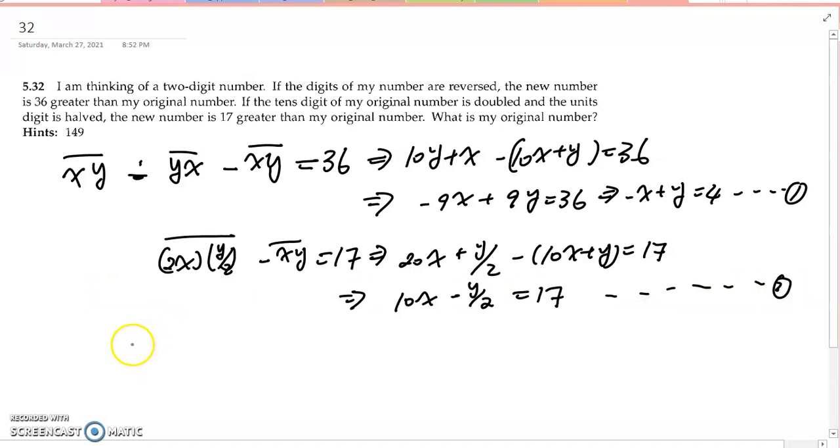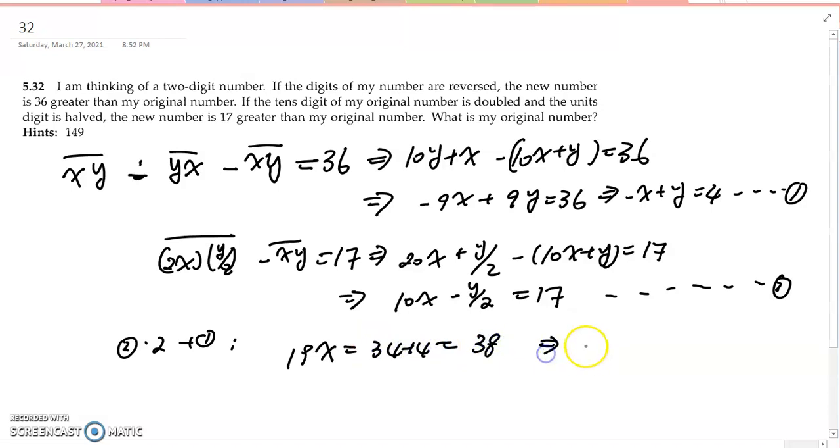So we can use the second equation times 2 plus the first equation to cancel the y. Then it becomes 19x equals 34 plus 4, which equals 38. So we can solve x equals 2. Then y equals 6. So 26 is the answer.